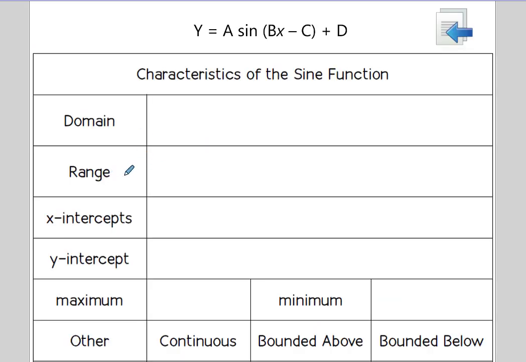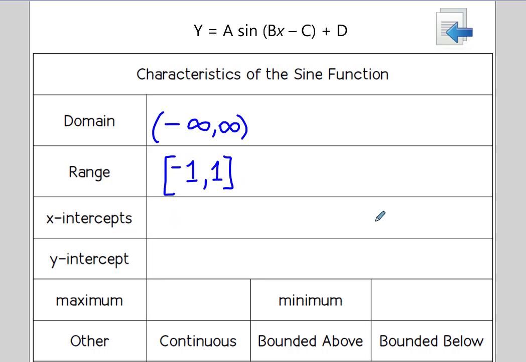And then to write this down, in the general form, the domain is all reals. That graph continues on infinitely from left to right. The range goes between -1 and +1, so it's bounded above and below.